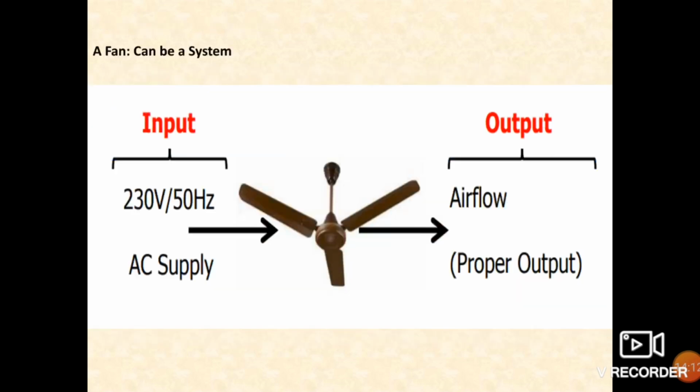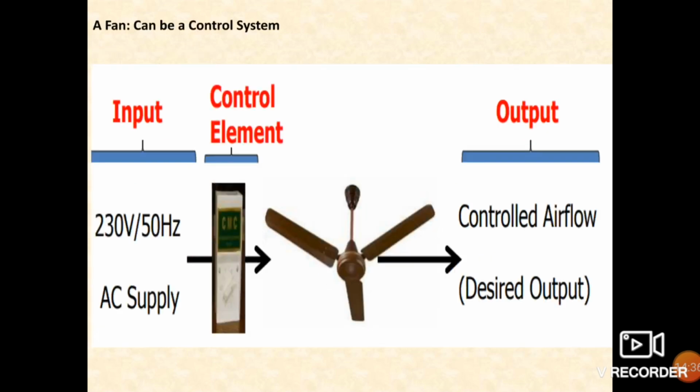We can say a fan is a system if it doesn't have a regulator, only the fan. Then when we turn on the fan, a simple airflow will be generated. That is a proper output. We are getting an output from the system, a proper output, but it is not controlled or it can't be controlled. So we say it is a system. A fan becomes a control system when it comes with a regulator. If it comes with the regulator, we can control the airflow generated by the fan.